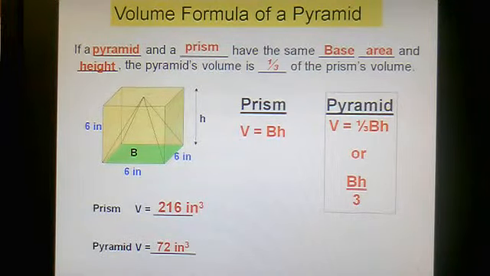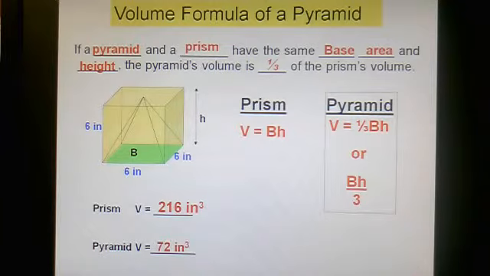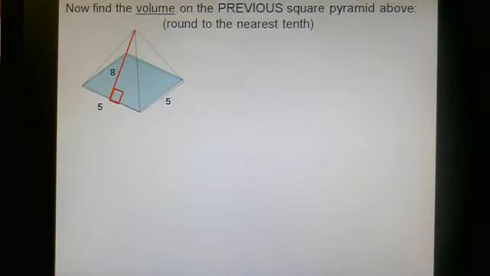Pretty easy one, but I wanted to make it sort of simple to start with, so you understand the concept. It's the same volume, but you just divide by 3 at the end, just like it would be for a cone compared to a cylinder. This is the problem I want to make sure you do. Definitely go ahead and do this problem. Find the volume of this pyramid.